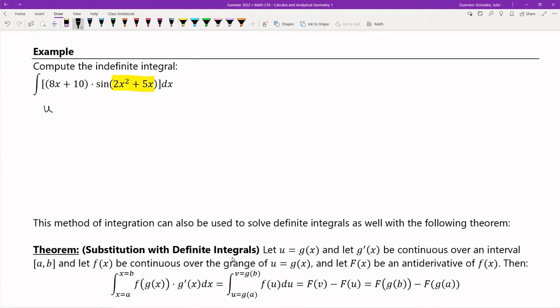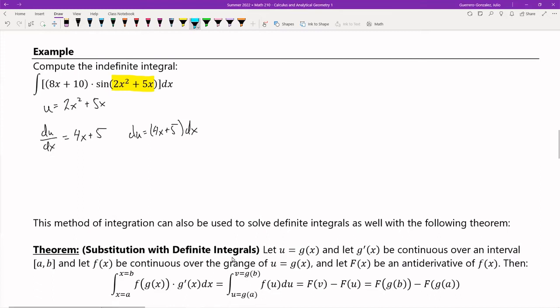So I'm going to set u equal to 2x squared plus 5x. Then du over dx, if we take the derivative of this, is going to be 4x plus 5, okay? Which means du is equal to 4x plus 5. I'm going to put this in parentheses. 4x plus 5 dx.